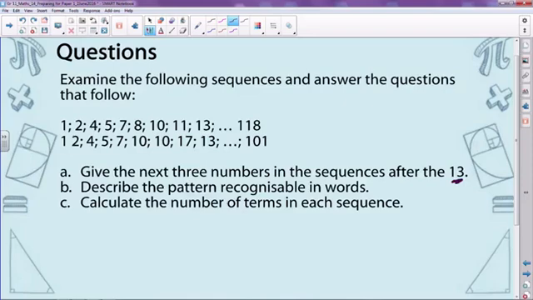Okay. If you look, there's a 13 here. So what's going to be the next one after the 13? All right. And now describe the pattern recognizable in words. All right. And then calculate the number of terms in the sequence.